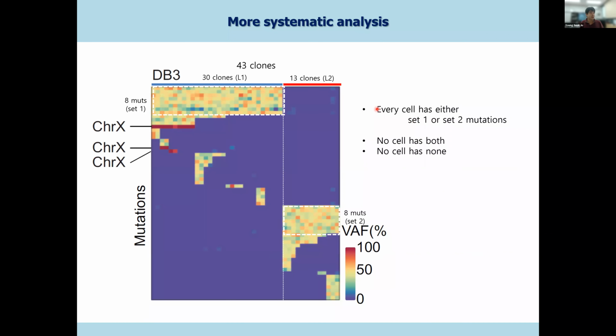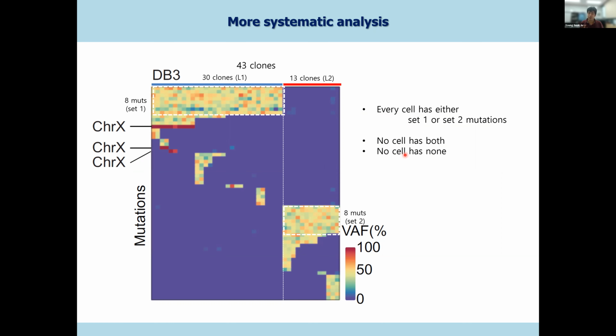This is a more systematic analysis. From DB3, we derived 43 clones, and from each clone we identified many somatic mutations. For 30 clones out of 43, they shared 8 mutations, set 1. The remaining 13 clones have another set of 8 mutations, set 2. Every cell has either set 1 or set 2 mutations. No cell has both, and no cell has none of the mutations.